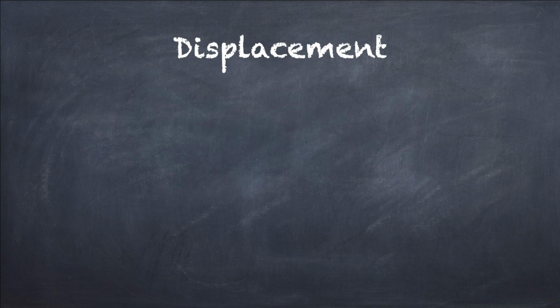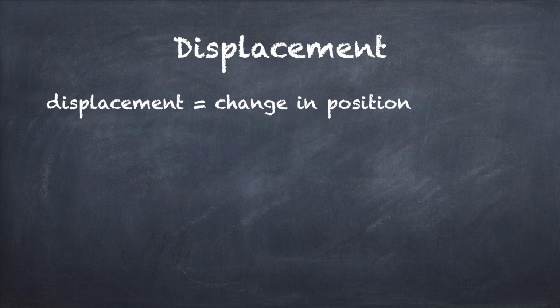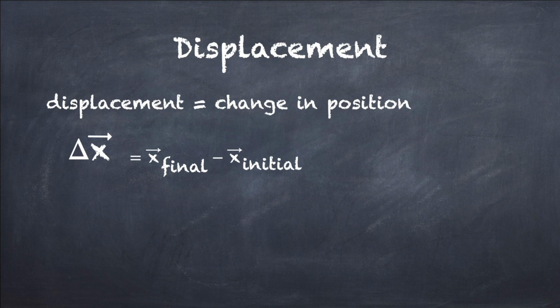Using position, we can define a new quantity called displacement. Displacement is defined as the change in position of an object. We denote displacement using the Greek letter delta, which means change in, then the variable x from position. So delta x literally means change in position. Another way of writing the change in position is by taking the difference between an object's final and initial positions, which we write as x final minus x initial.